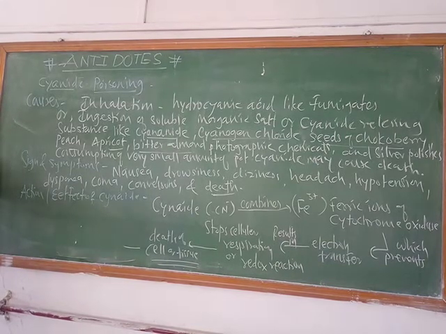Photographic chemicals and silver polishes are also responsible for cyanide poisoning. A very small amount of potassium cyanide, just milligrams, may cause death, and very fast.